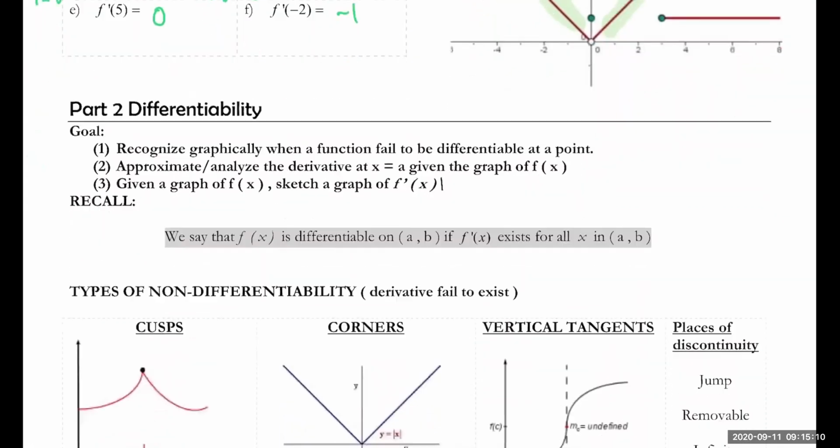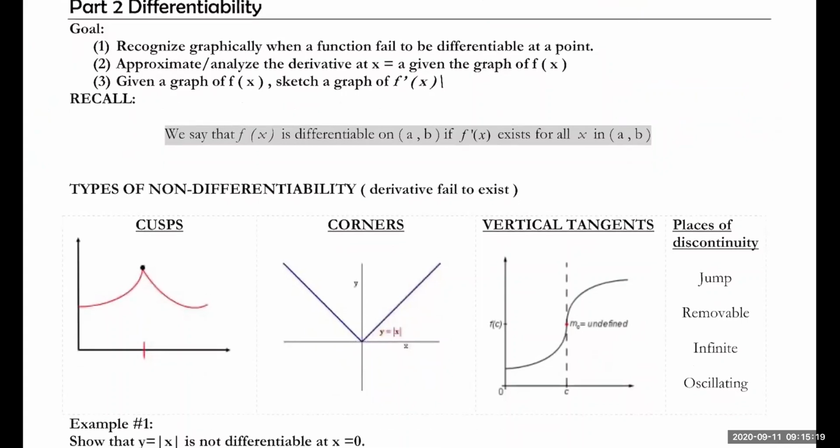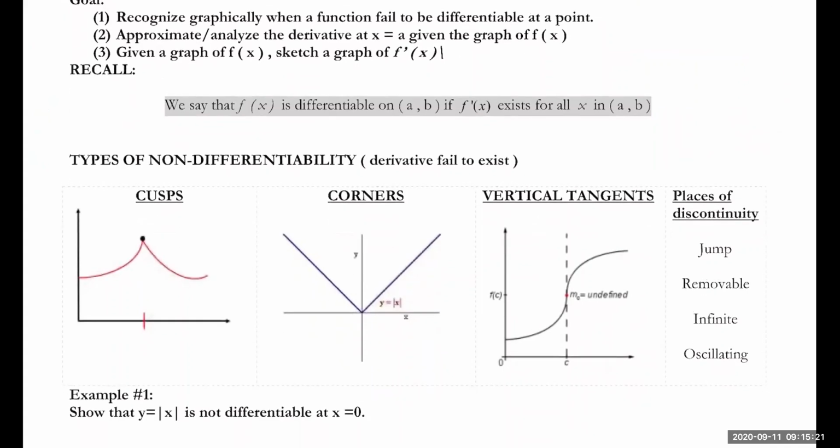In this next section, differentiability means recognizing on a graph when something is not differentiable. And there are 3 cases when it's not differentiable. You have something called a cusp, and we're going to do an example with the cusp down below. You have a tangent line, and as you approach, it's going to positive infinity, and infinity in terms of a limit does not exist. So as you approach this x value, this limit doesn't exist, therefore the derivative doesn't exist. So this is a cusp.